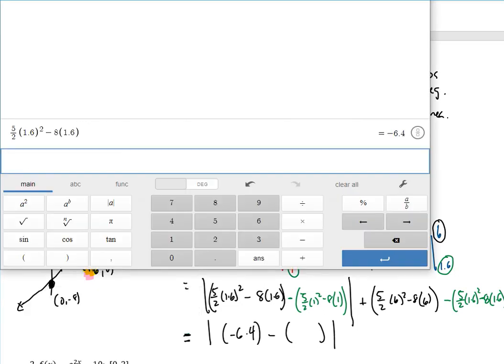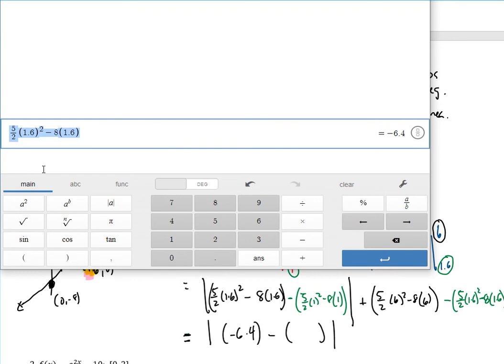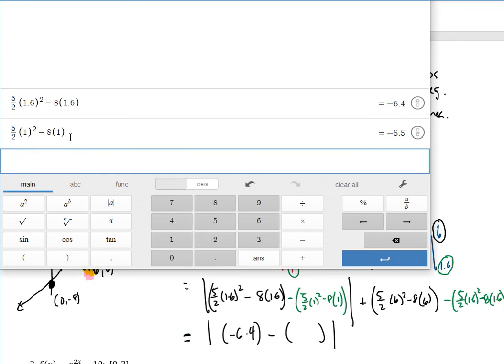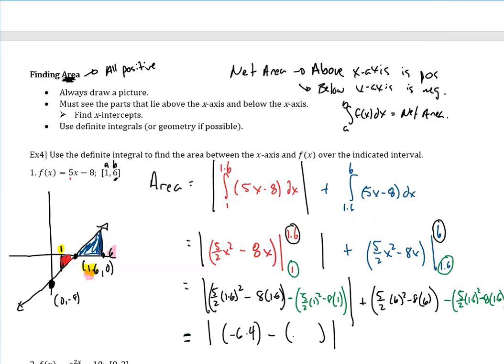And then here's what's nice about this. Again, it's the same thing. It's the same expression, except it's just 1 in there. So I'm going to copy and paste and change this into 1s. There we go. As long as I typed it right the first time, it's going to be right the second time, and it's negative 5.5 there. Okay, so let's get that, negative 5.5.